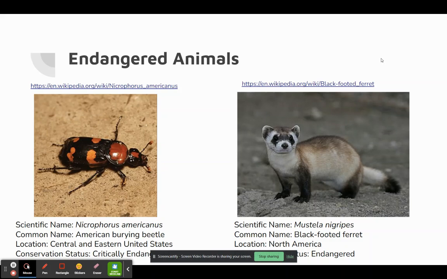Now, finally, my last endangered animal is the black-footed ferret. This has been hunted widely by farmers around North America where it's located. Therefore, it's endangered because it's seen as a predator. It creates burrows, disrupts farmland, and so it's quite hunted, which is unfortunate because it's such a unique animal.